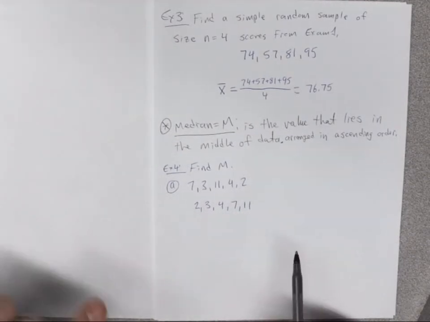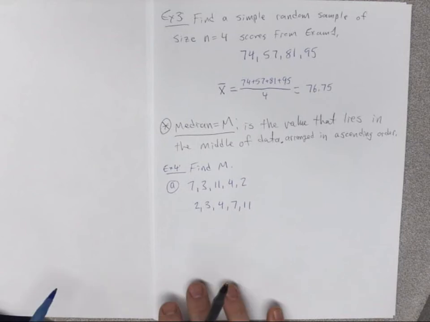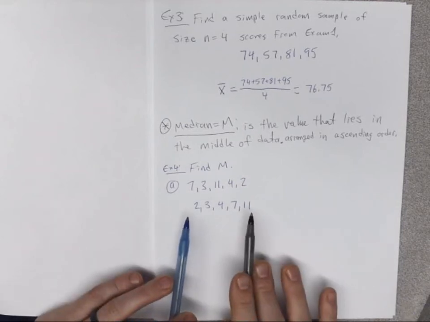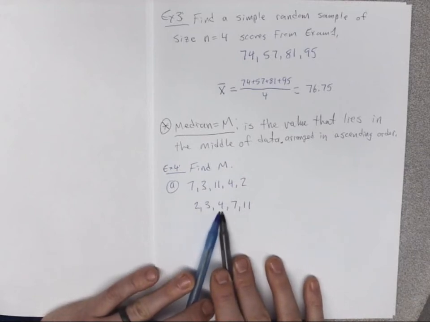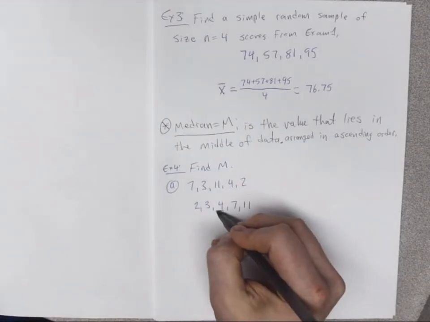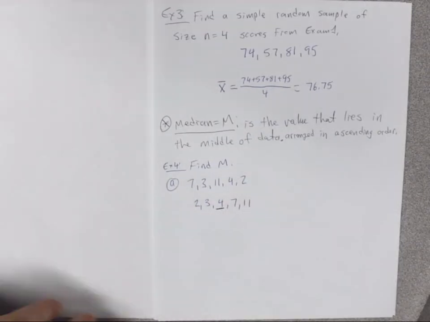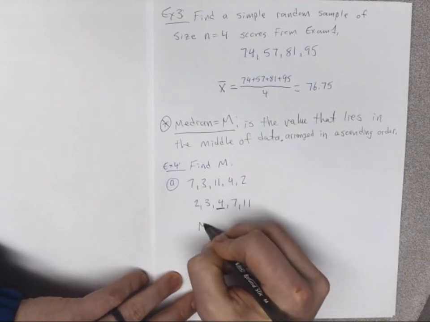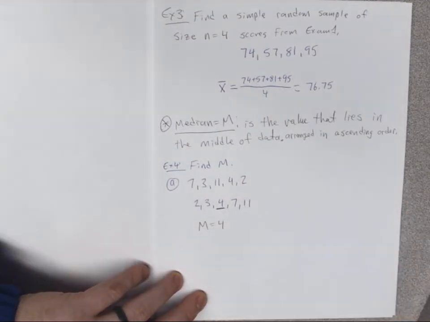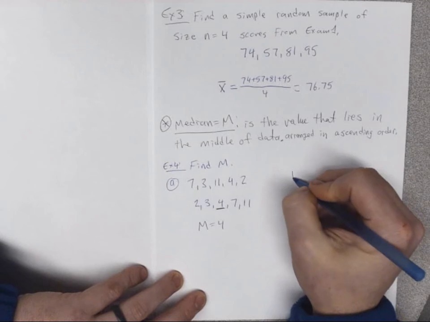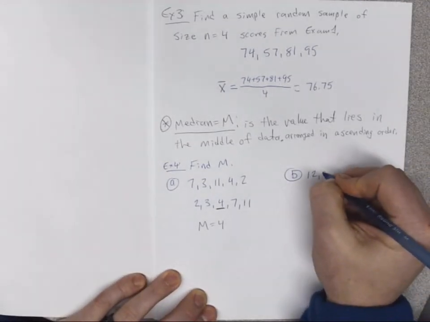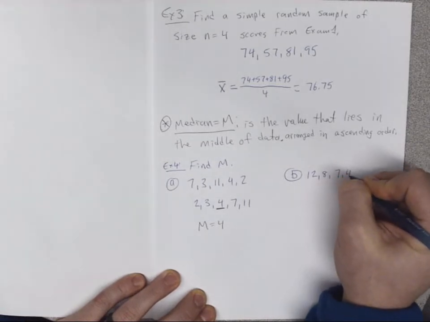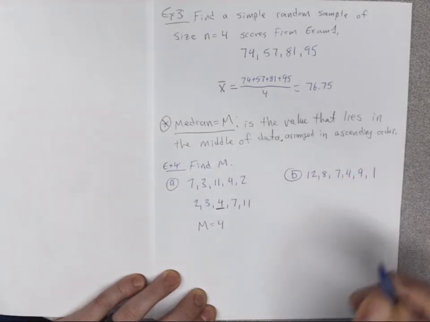All right, so with larger data, computers are super helpful to do this, but for smaller ones, we can just do it by hand. The easiest way I found is just start from the outside and count in. So 1, 2, and both of them wind up here in the middle at 4 when we start both ways. So that means M is equal to 4 here. All right, part B. Let's try this one. 12, 8, 7, 4, 9, 1.